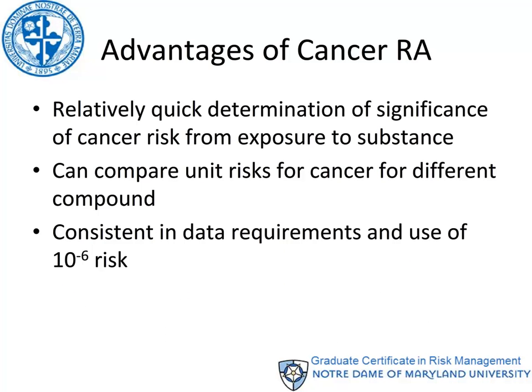There are advantages of this cancer risk assessment. You can make a relatively quick determination of the significance of the cancer risk from exposure to a substance. You can compare unit risks for cancer for different compounds. Recall that the unit risk here was 1.75. The process is consistent in its data requirements and its use of a 1 in a million risk.